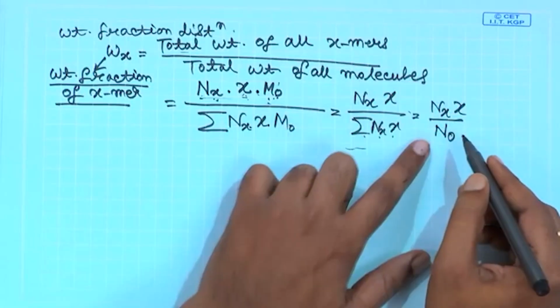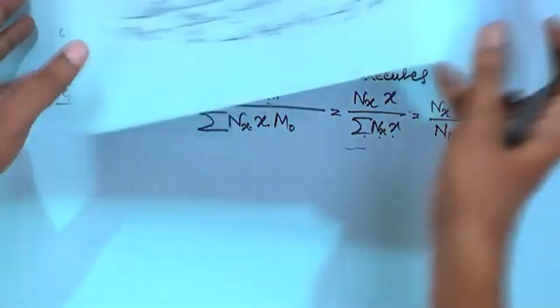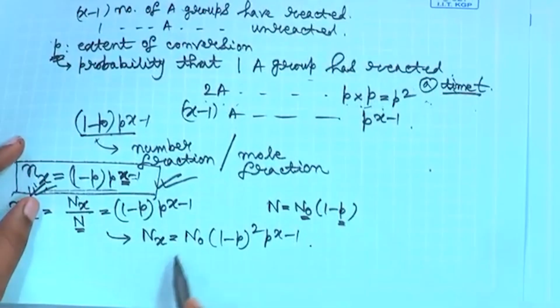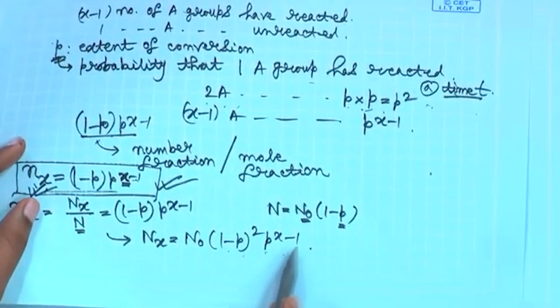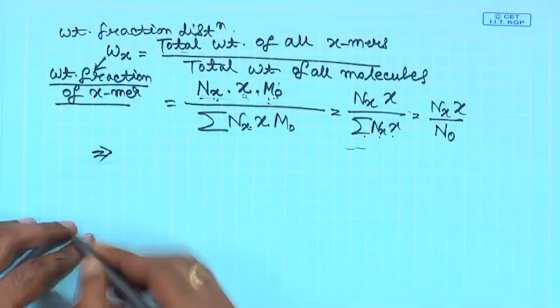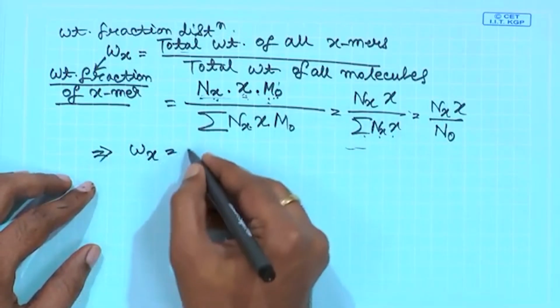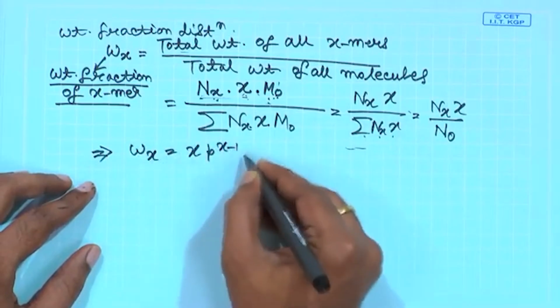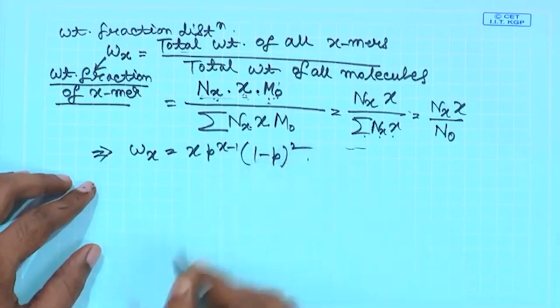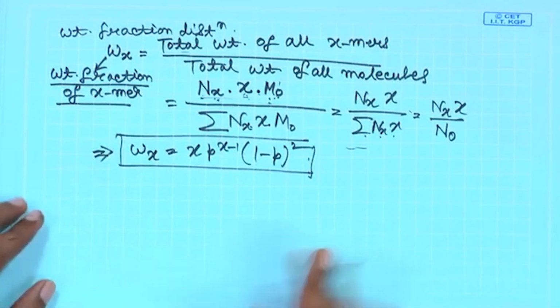Now, this n_x by n0 you already know from the previous. So, this n_x by n0 is nothing but (1 minus p) square into p to the power x minus 1. So, if you put that there, your w_x becomes x into p to the power x minus 1 into (1 minus p) square. So, that is the final expression of weight fraction of x-mer.